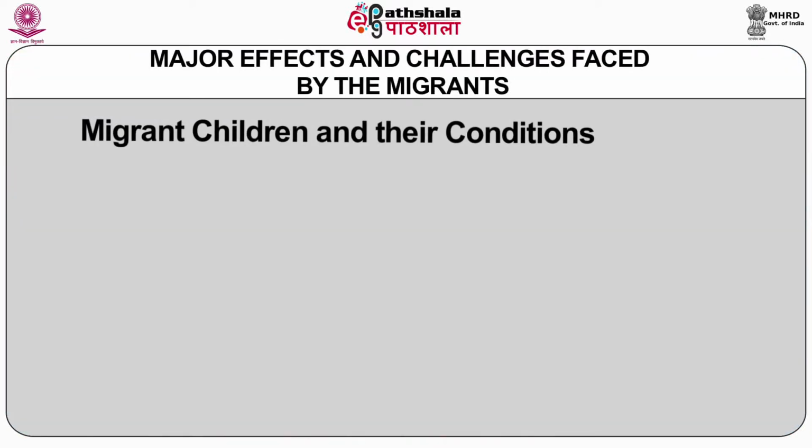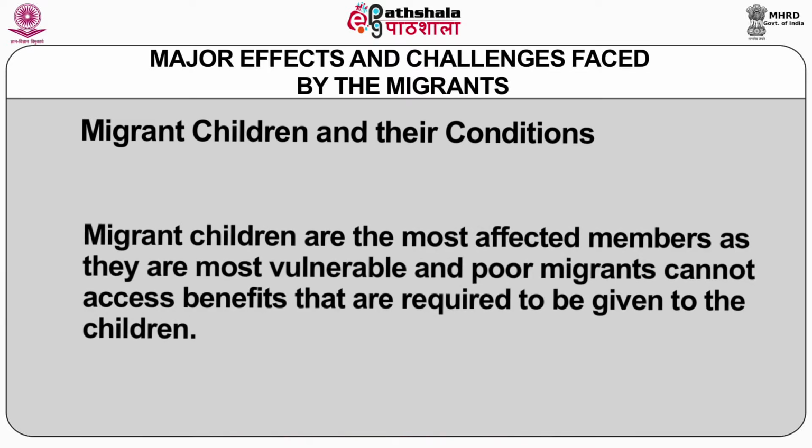Let's look at the migrant children and their conditions. Migrant children are the most affected members as they are most vulnerable, and poor migrants cannot access benefits that are required to be given to the children. Under the labor laws, employers have to establish or create facilities for the workers, including the migrants, since children often accompanying their families to the workplace are exposed to health hazards and accidents that can occur anytime.